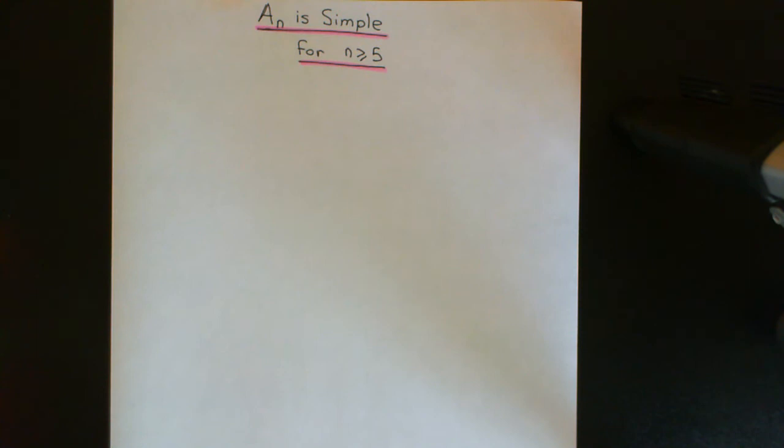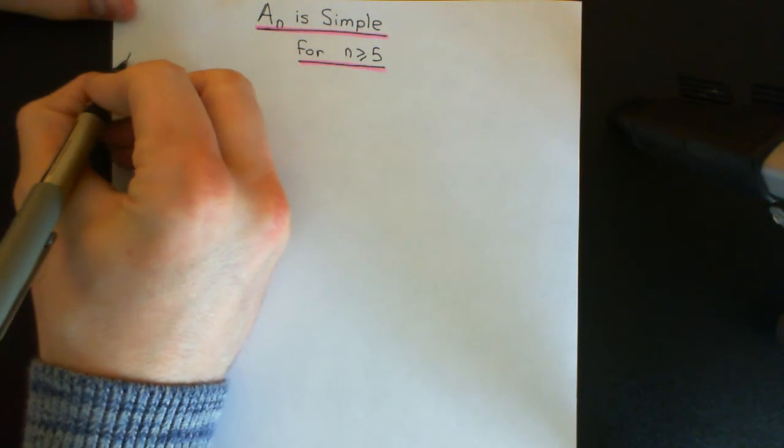The first thing that I want to start off with is talking about the lower alternating groups. What about the other ones, A1, A2, A3, A4? Well, A1 and A2 are just trivial, so we won't even discuss those. A3 and A4, are they simple or not?